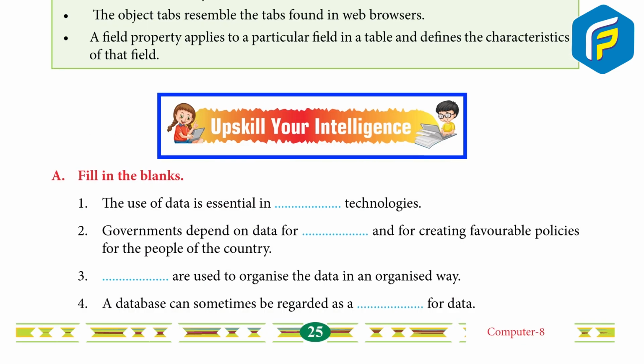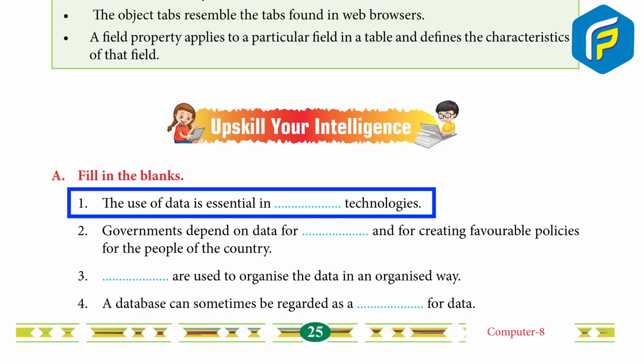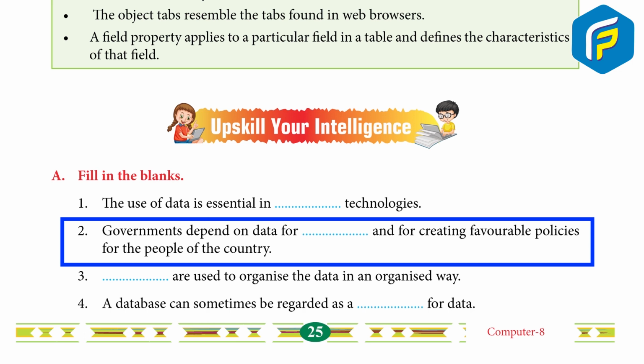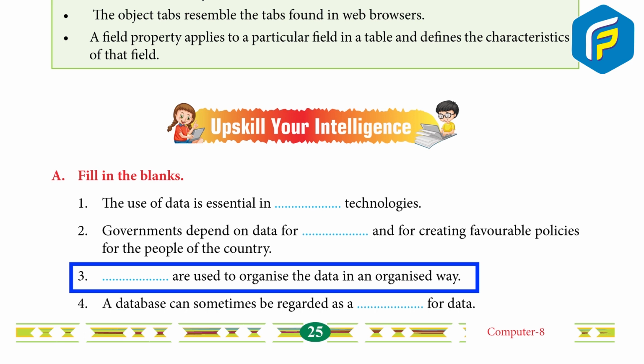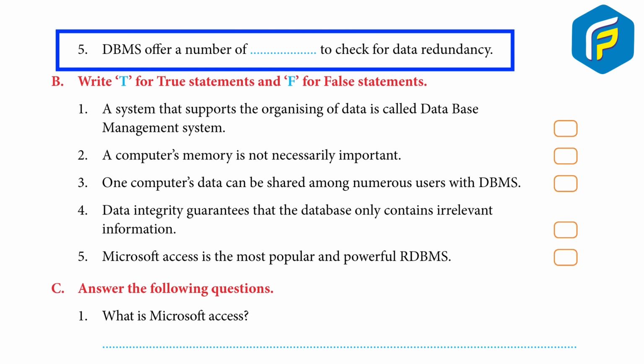Upskill your intelligence. A. Fill in the blanks. 1. The use of data is essential in dash technologies. Answer: advanced. 2. Governments depend on data for dash and for creating favorable policies for the people of the country. Answer: decision making. 3. Dash are used to organize the data in an organized way. Answer: databases. 4. A database can sometimes be regarded as dash for data. Answer: storage. 5. DBMS offer a number of dash to check for data redundancy. Answer: location.